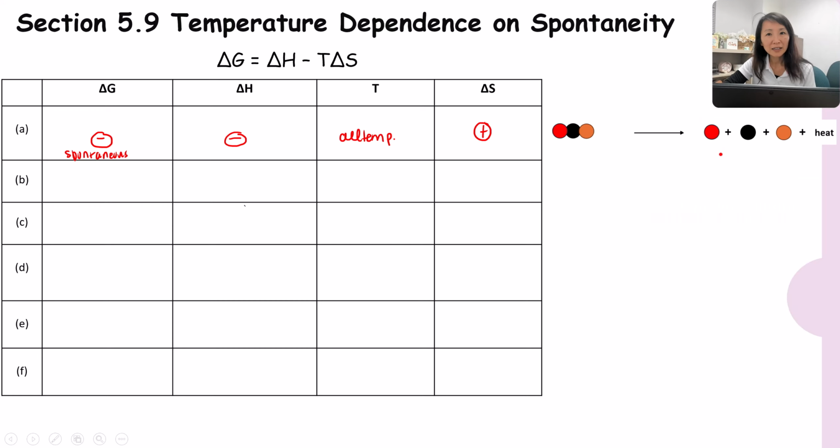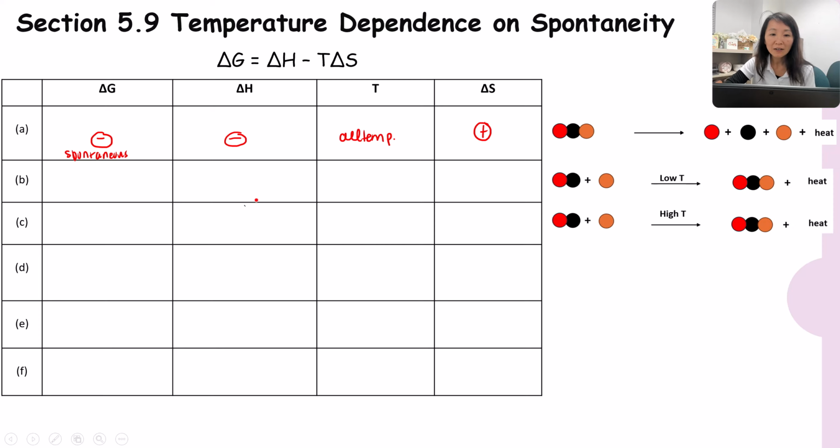I want you to take a look at scenarios C and D and think about it for a moment and see if you're able to fill this portion in, and also its spontaneity. Pause and come back and check.